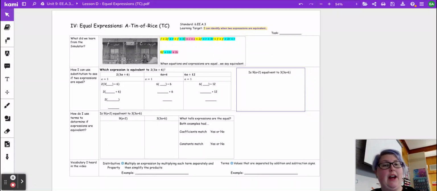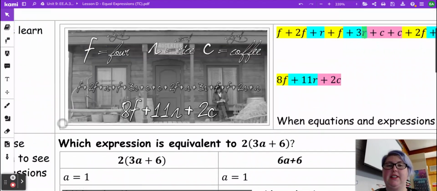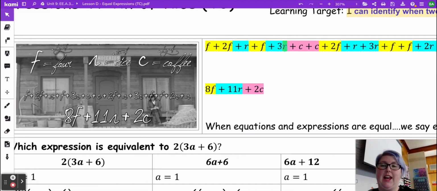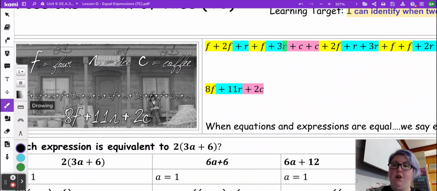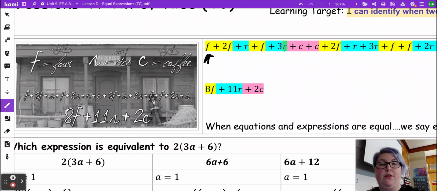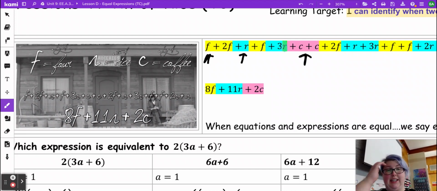Today we're going to learn how to identify when two expressions are equivalent. So first, let's review the MSM simulation. We were looking at this very long expression for the rations that were needed for that treasure hunt. So you'll notice all of the flowers are in yellow. All of the rice is highlighted in blue, and all of the coffee is highlighted in pink.